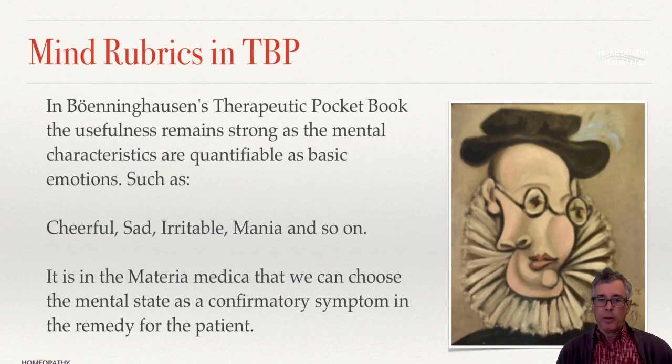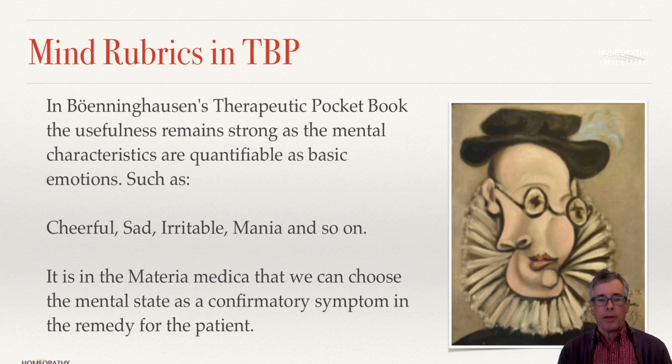So back to the therapeutic pocketbook and the mind rubrics in it. The usefulness remains as strong as the mental characteristics are quantifiable as basic emotions. What that means is that as long as you can identify a basic emotion, you can definitely find it in the therapeutic pocketbook, such as cheerful, sad, irritable, mania, and so on. These are basic mental and emotional expressions once the patient is in a changed state due to their illness.